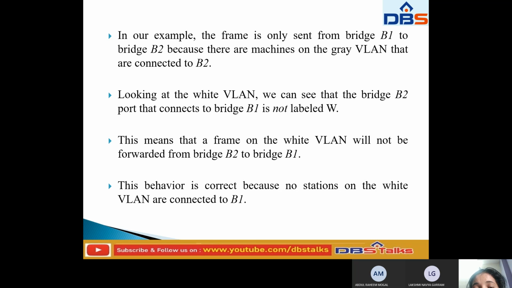Looking at the white virtual LANs, we can see that the bridge B2 port that connects to the bridge B1 is not labeled white. So this means that the frame on the white virtual LANs will not be forwarded from bridge B2 to bridge B1. This behavior is correct because no stations on the white virtual LANs are connected to B1.